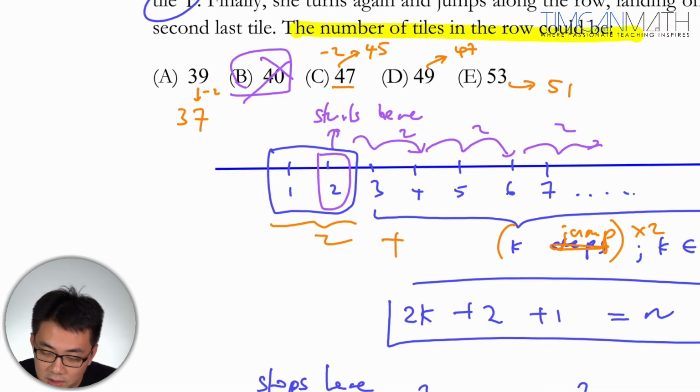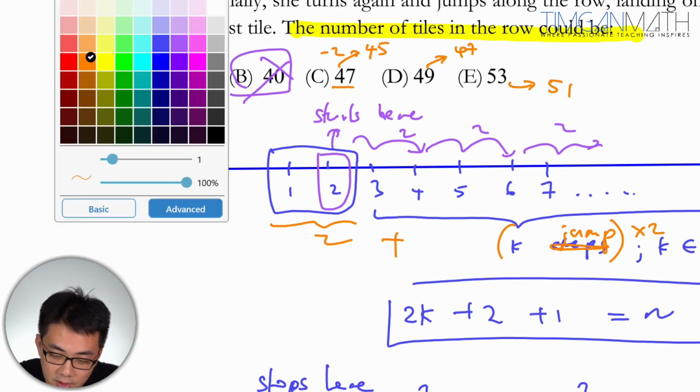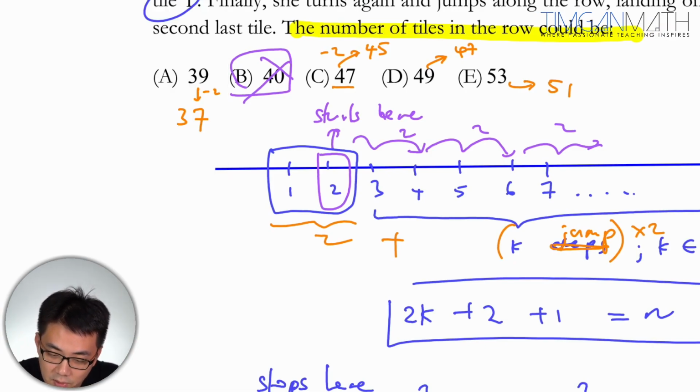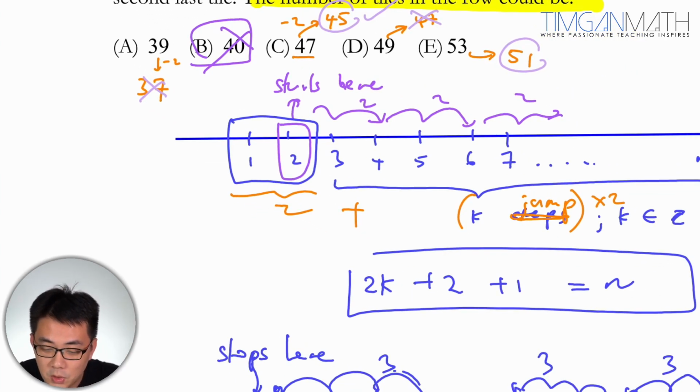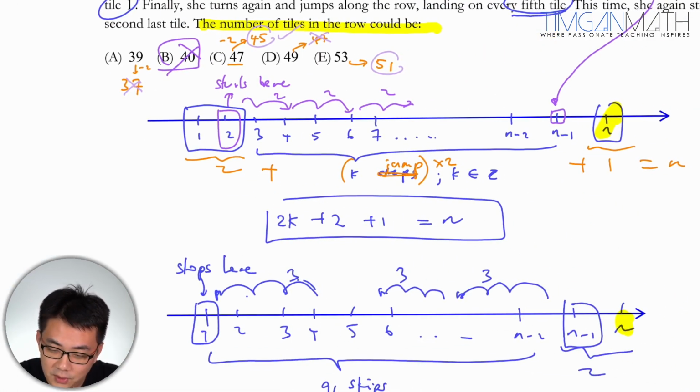Out of all these, the ones that are multiples of 3: 37, 7 plus 3 is not a multiple of 3, so it's not a multiple of 3 here. This is a multiple of 3. This is not a multiple of 3. This is a multiple of 3. So 45 and 51 are multiples of 3. By process of elimination, I can already narrow down to C and E.